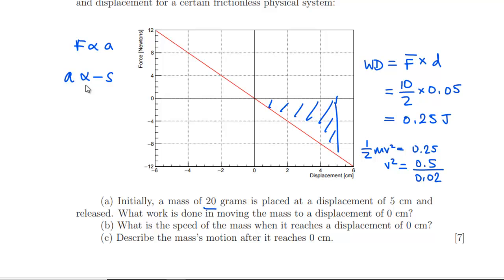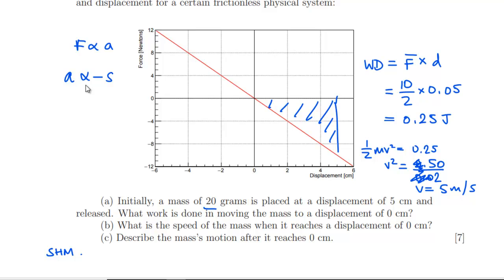So what is that all in all? Let's get rid of some of these. So we'll have 50 over 2 square rooted. That's just getting rid of these. So we get rid of 2 zeros, top and bottom. 25, v equals 5 meters per second. So that's all good. Describe the mass's motion after it reaches 0 centimeters. Right, well, this is where we can jump in and say, well, it's simple harmonic motion.